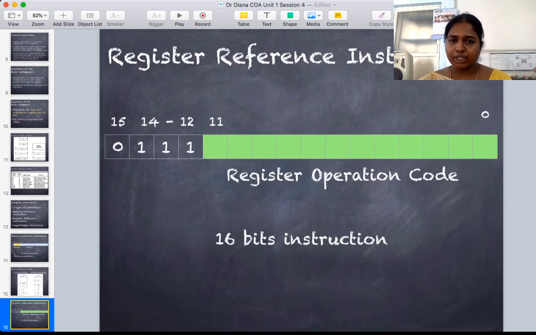And then we moved on to register reference instruction, where the first 4 bits are fixed. So it's going to be 0 1 1 1 for any register reference instruction. So this is how they differentiate between a memory reference and a register reference instruction. And because we are not trying to access memory in register reference instruction, bits 0 to 11 need not store any address value, so they can be used to indicate what operation a register has to perform. So that operation code is specified in bits 0 to 11 in the register reference instruction.